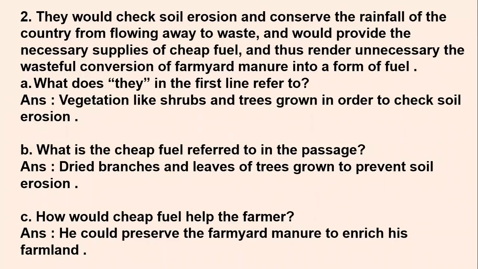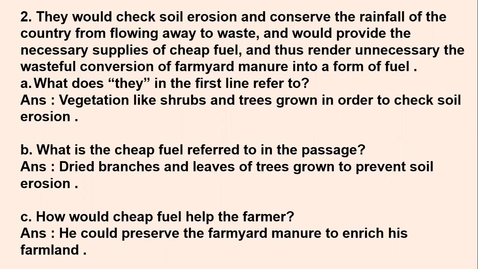So based on this sentence which is given here, we have the first question: what does "they" in the first line refer to? So whom are we referring to as "they"? So now this "they" is nothing but vegetation. Vegetation like shrubs and trees grown in order to check soil erosion. So here, "they would check soil erosion". This "they" is no one but vegetation like shrubs and trees. The small shrubs, the plants, the trees which are grown, they are going to check soil erosion, they are going to stop the soil erosion.